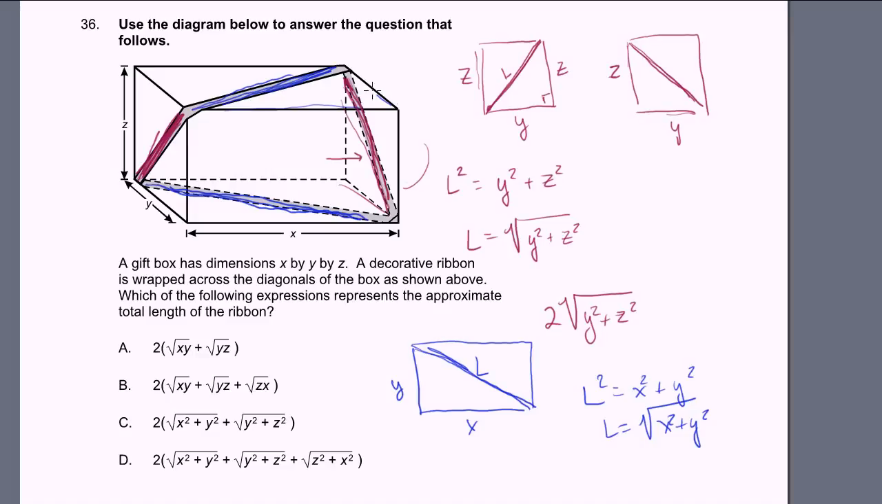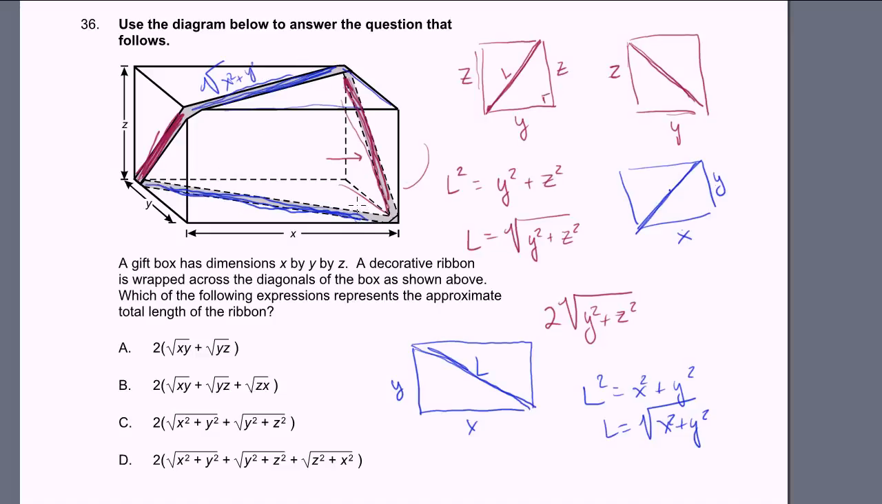If this is x, this depth is y. If you were to look at the box from the top, this length is x, the depth is y. That top ribbon looks like that. So x squared plus y squared is going to be equal to that length squared. So this length is also the square root of x squared plus y squared.